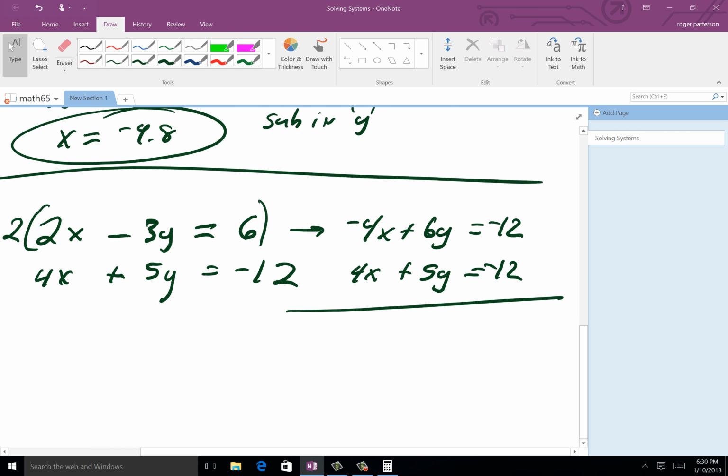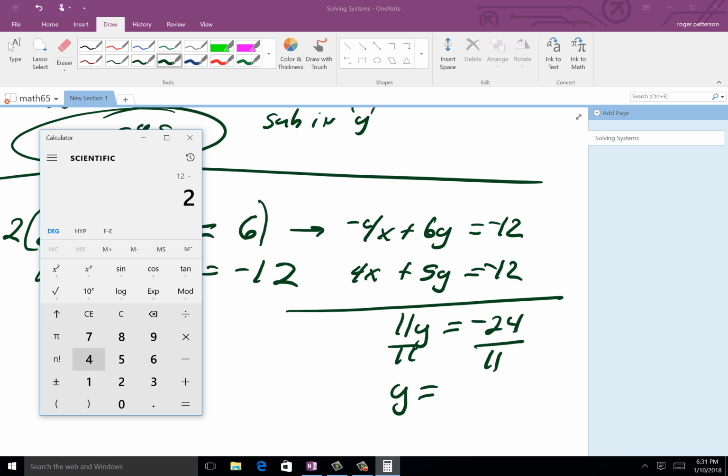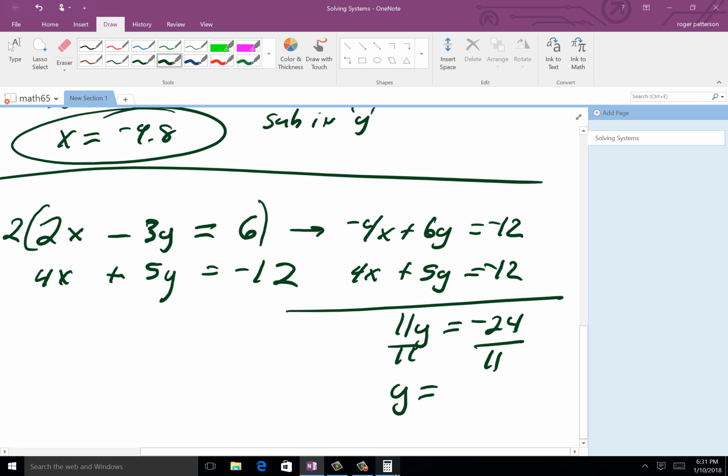This is going to be a real messy decimal. So here, again, what happens to those x's? They go away. So that's to eliminate. That's why it's called elimination. So then we're going to get 11y, because we're adding these equations, equals negative 24. And here's where I get this nasty decimal. But that's okay, because life is full of nasty decimals. 2.18 repeating.